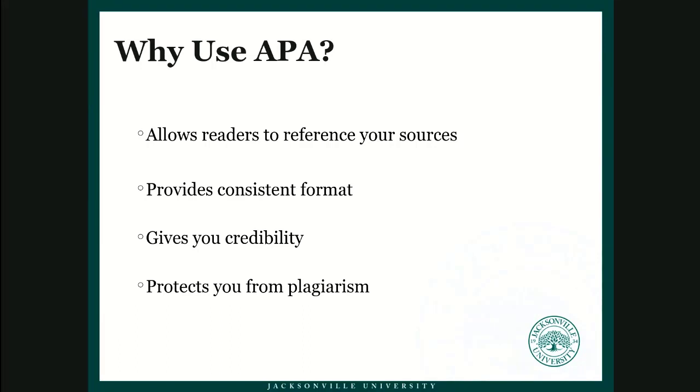And then finally, it protects you from plagiarism. So at JU, we do have an academic misconduct policy. But in order to avoid plagiarism, all you have to do is cite your sources, and you have to cite them properly. So always make sure that you're citing your sources. You won't get in trouble for citing too much information probably, but you will get in trouble if you don't cite enough information. So make sure you're citing your sources in APA format.